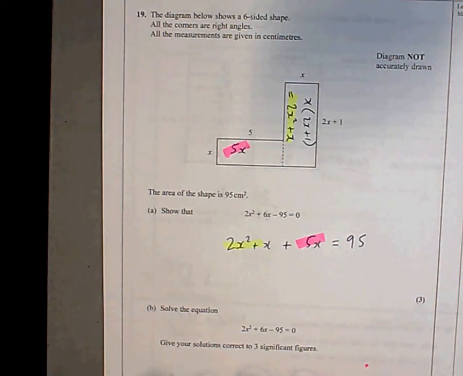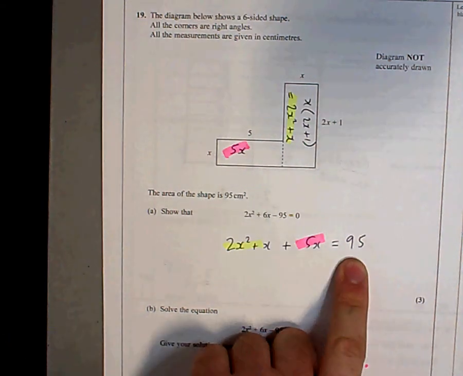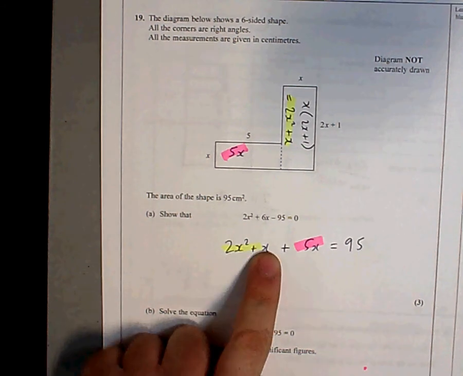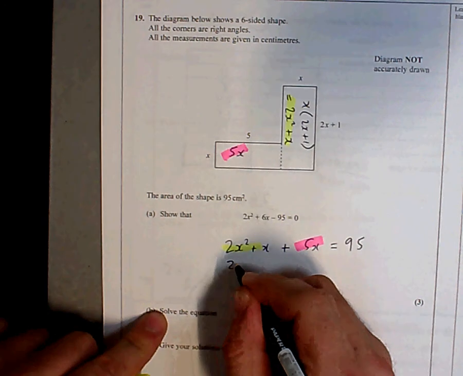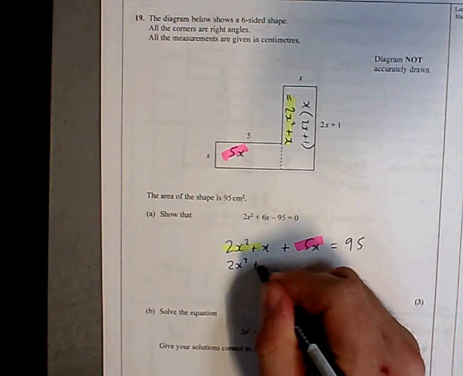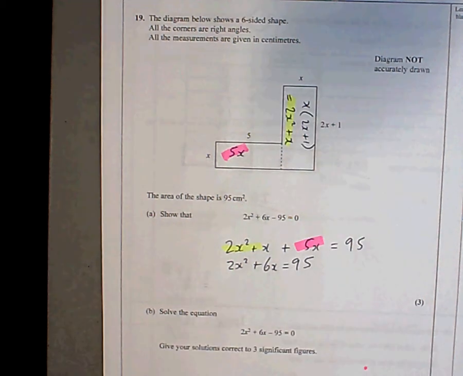Now, if you start looking at what we've got to show, what it's got to go down to, you can see that we've got 95 involved now. We've got 2x squared involved now, and we've got two things that could combine to make 6x. So what we need to do is simplify what we've got, and then get all the things to one side. So 2x squared, there's no other x squared terms to go with it. The x and the 5x will make 6x. So far I've got that, just by combining the x terms.